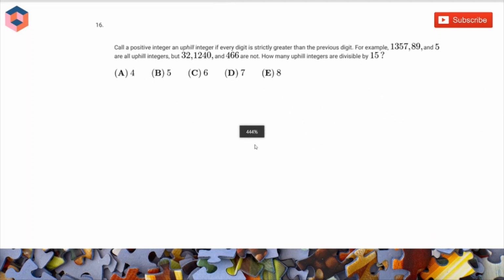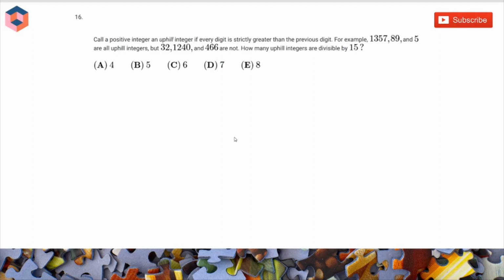Okay, problem number 16. Call a positive integer an uphill integer if every digit is strictly greater than the previous digit. For example, 1, 3, 5, 7, 8, 135, 789, and 5 are all uphill integers, but 32, 1240, and 466 are not. How many uphill integers are divisible by 15?